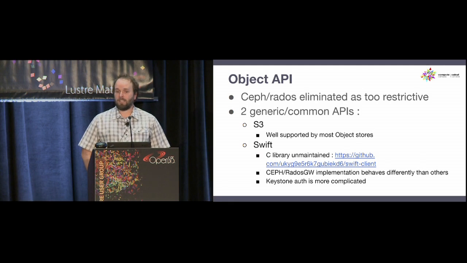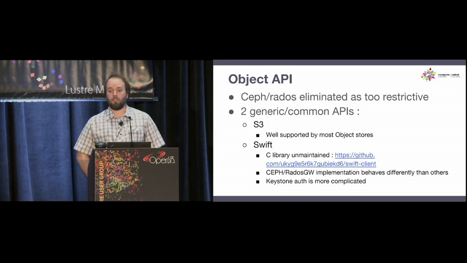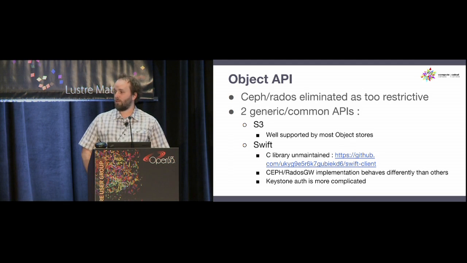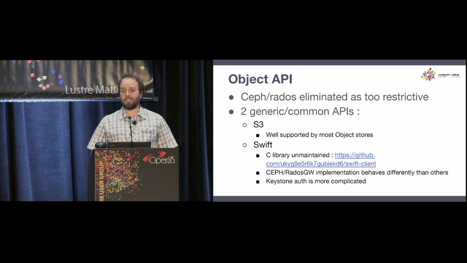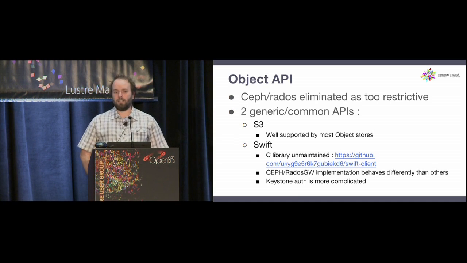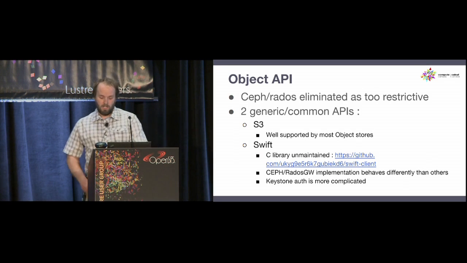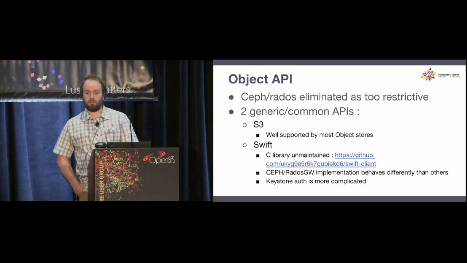Swift looked really appealing to us in the beginning because it looked much easier to implement. But the C library for Swift has been unmaintained for 2 years, so it kind of scared us away. And we already knew that the Swift implementation in Ceph's Rados gateway differs from other implementations we've seen, so it was kind of a worry also. And it doesn't help that the authentication for Swift is much more complicated than S3.